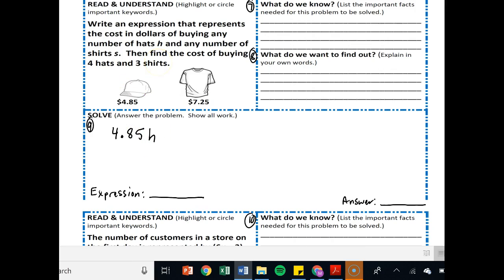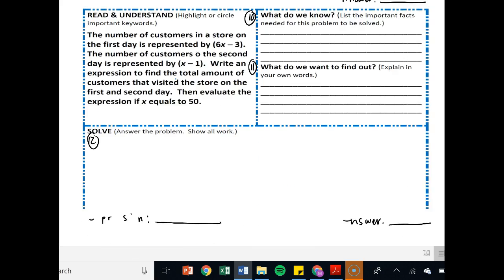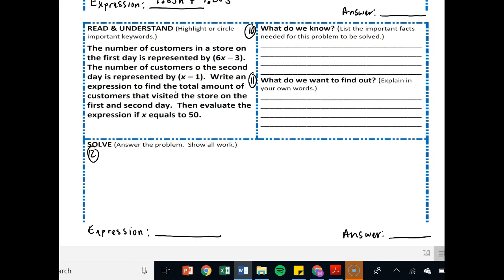And if I bought a shirt, that'd be just $7.25. What if I bought 2 shirts? That'd be $7.25 times S, right? So there's my expression, 4.85 H plus 7.25 S. Now I simply want to evaluate when H equals 4 and S equals 3. I'm going to allow you to plug in. Make sure you fill in what you know and what you want to find out as well, and then you solve the evaluating problem.